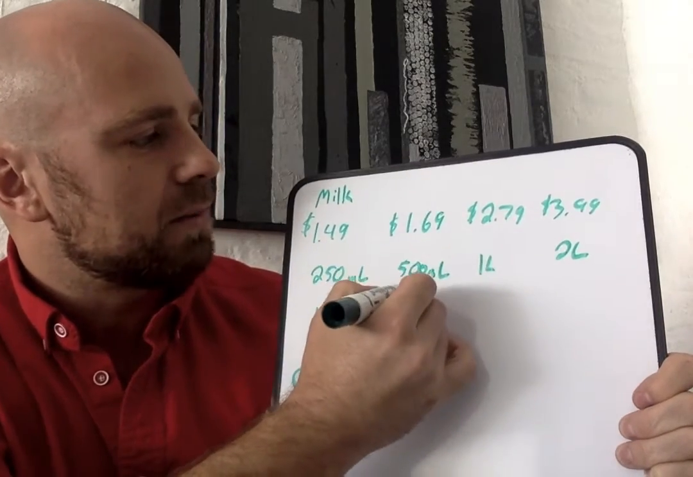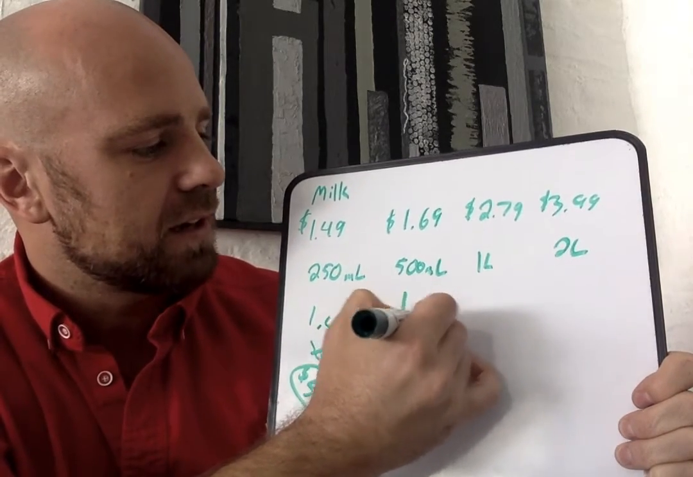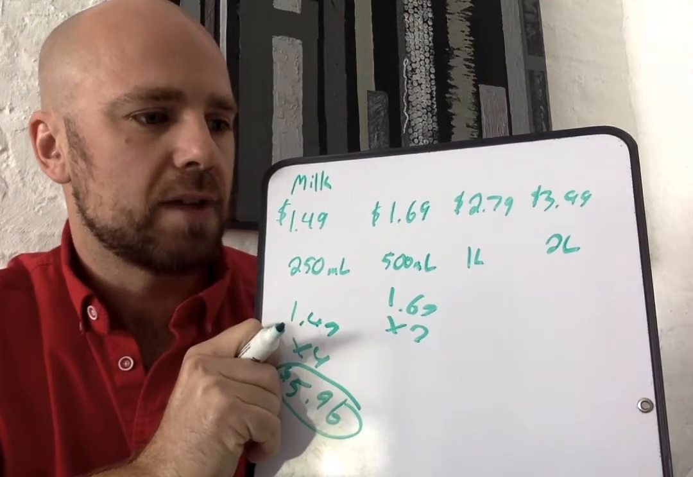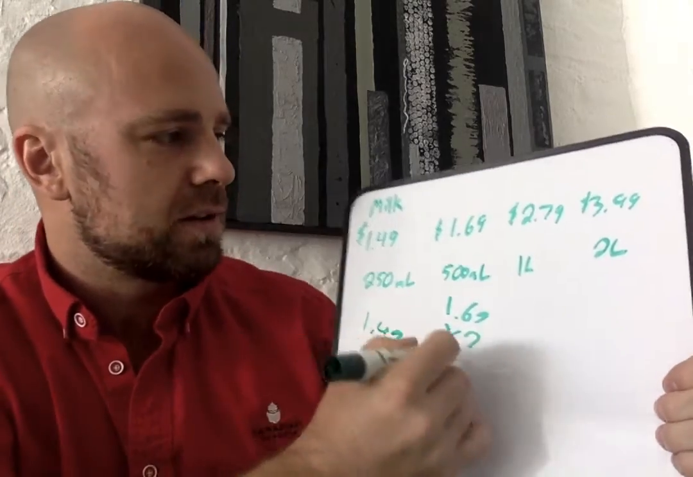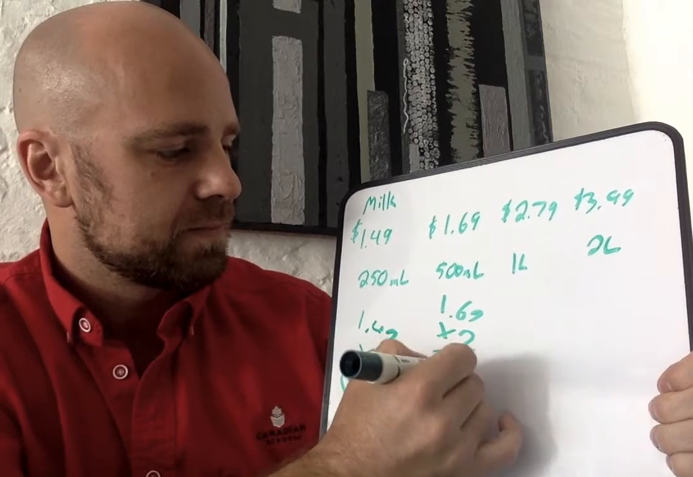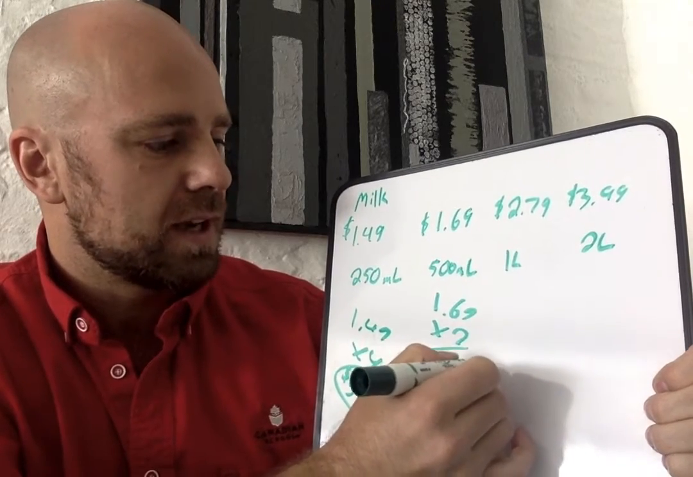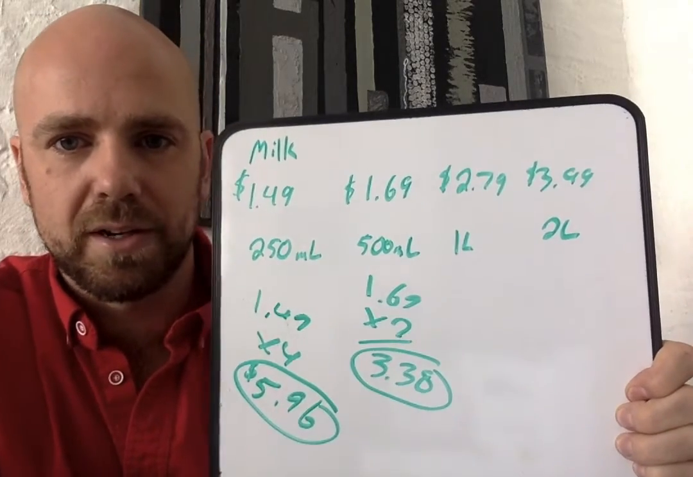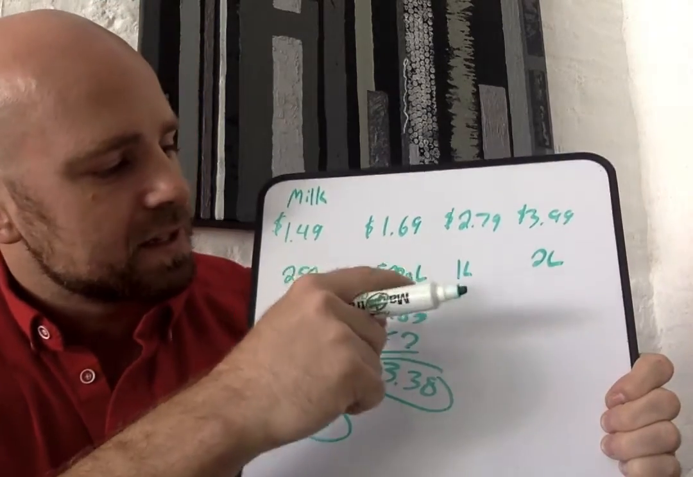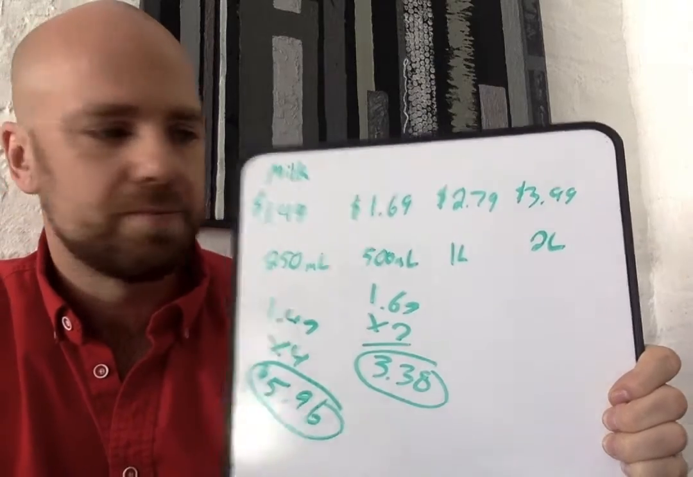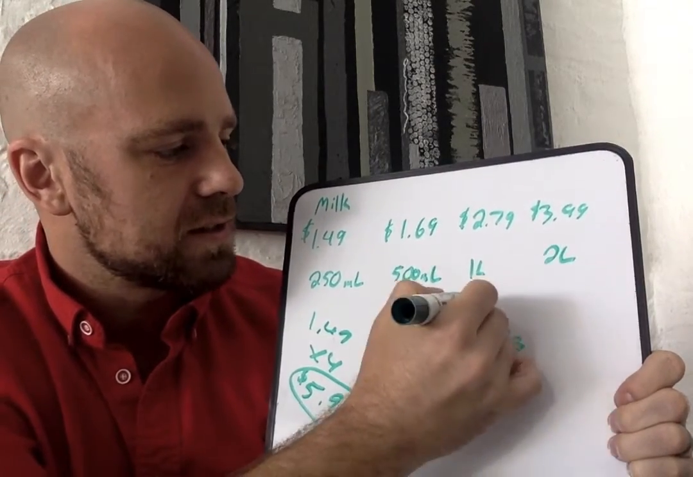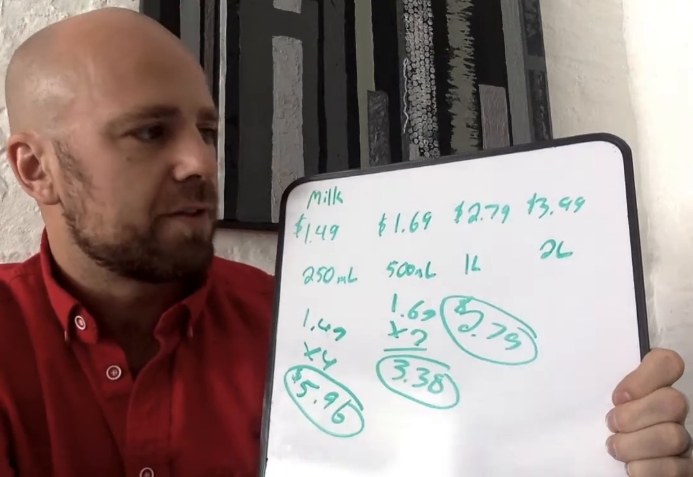Okay, this one I need to double. So I've got $1.69, and I need to multiply it by 2. So when I do that, I end up getting $3.39. Sorry, $3.38, okay? Which still isn't as good of a deal as the 1 liter. So far, I'm guessing, but it's better than my first one, okay? This one, I'm just going to leave it at $2.79 because we already have it for 1 liter.